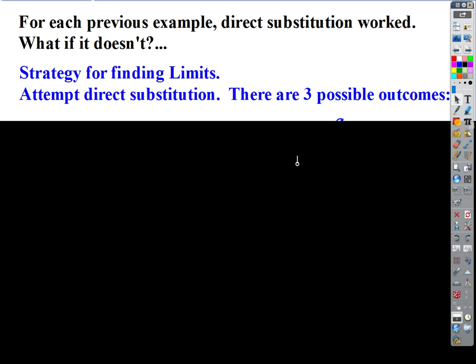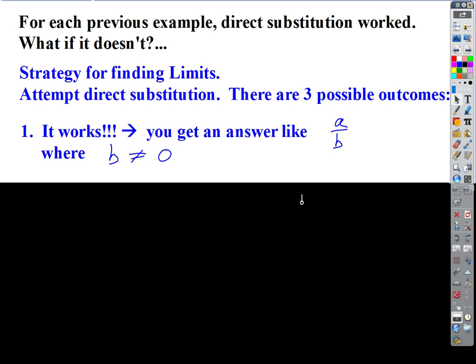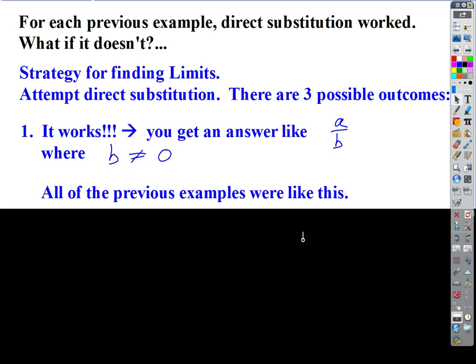So when you try direct substitution, there's three things that could happen. It works. If it works, then that means you're going to get something that could be written as a fraction, a over b. This is not a simplified fraction. The a and the b don't necessarily have to be integers. They could be radicals or other irrational numbers. But we're going to get a ratio of two parts, a numerator and a denominator. Lots of times the denominator might be 1. If we get an answer like 4, well then that's just 4 over 1. If we get an answer like the square root of 3, then that's just the square root of 3 over 1. But you could always write it in fractional form.